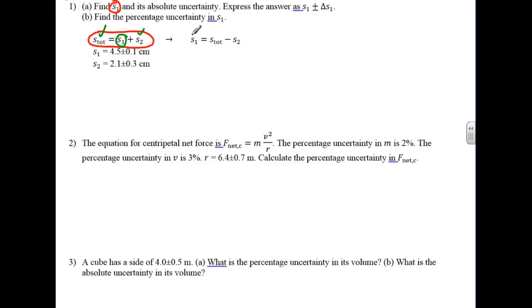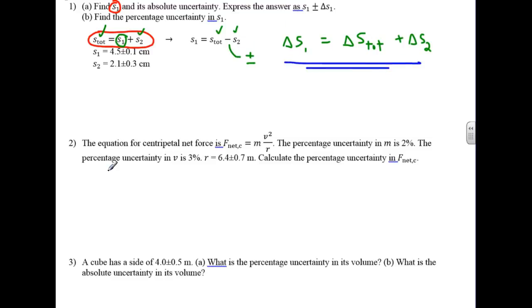Now that I've isolated S1, I say, oh, okay, I'm taking two measurements. These are both measurements that we know. I'm subtracting one from the other. And so whenever we subtract, you can say the absolute uncertainty in S1 is the absolute uncertainty in S total. Ooh, subtraction, we still add the absolute uncertainties. That's the weird rule. Whether you were to add these or subtract, it would be the same rule here.